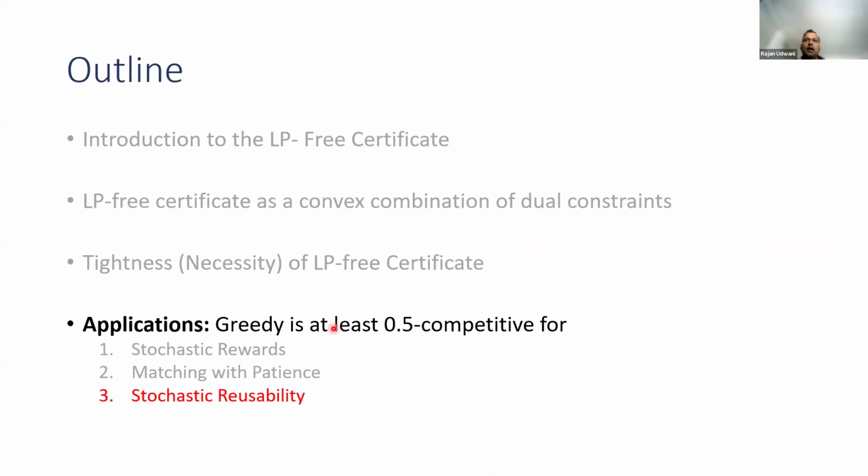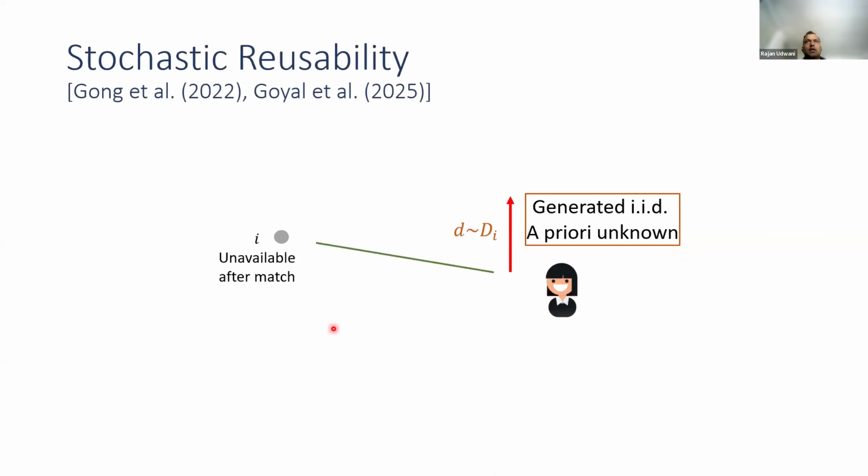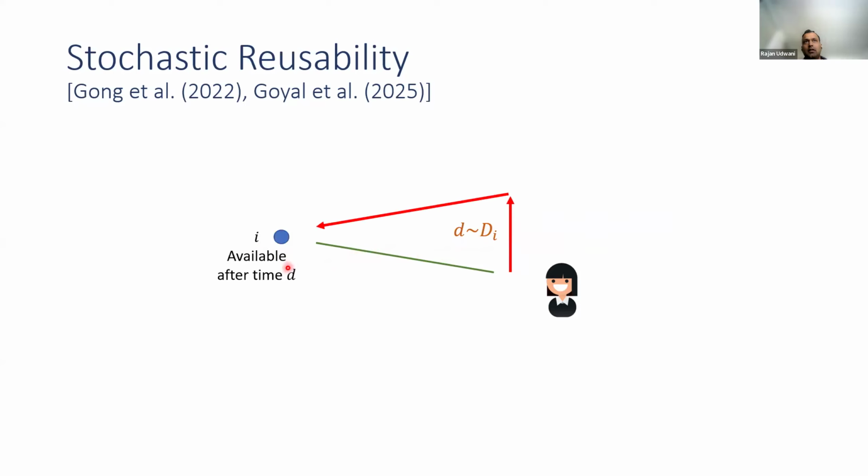All right. So on to the final application, stochastic reusability. In this setting, we match an arrival to a resource and then it becomes unavailable, but only for some random duration. When we make a match, there'll be a random duration D sampled from some distribution D_i, which can depend on the resource. The algorithm doesn't know this duration D. After time D, the resource will come back to the system, and then the algorithm knows that the resource has returned and it can match it again.